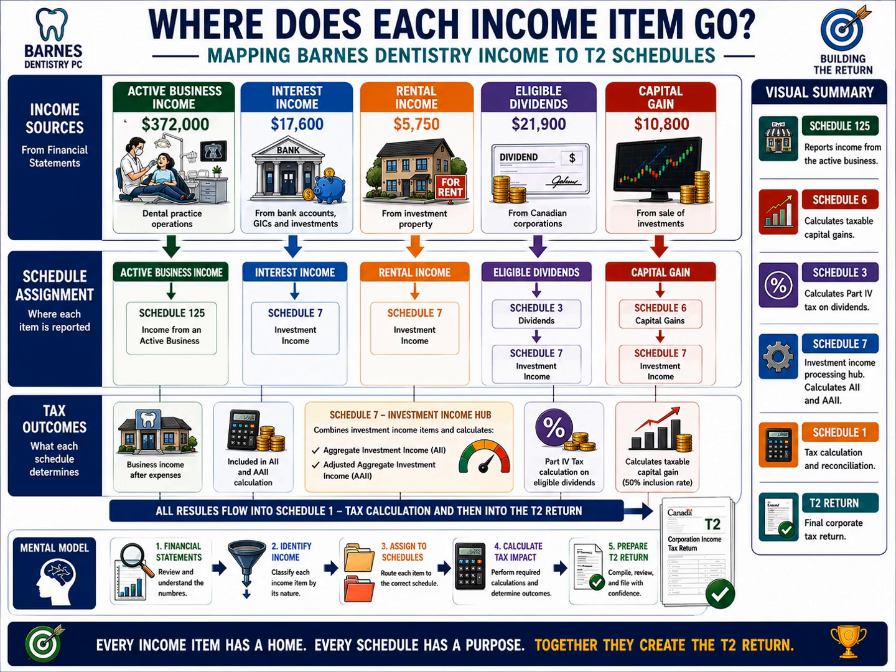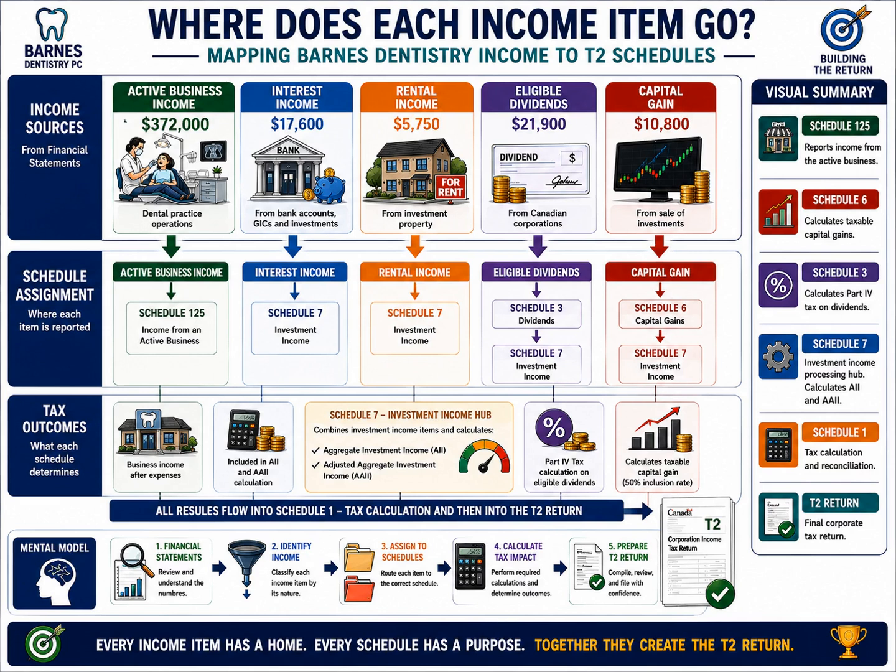At this stage, we understand the client and we understand the preparation process. Now it's time to build the T2 return. The most important question a tax preparer asks at this point is, where does each income item go? Every income item earned by the corporation must be reported on the correct schedule. If an amount is reported on the wrong schedule, the tax calculation can be completely incorrect. Let's start with the corporation's active business income.